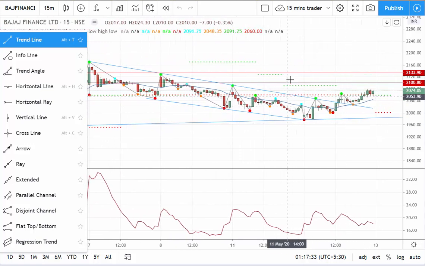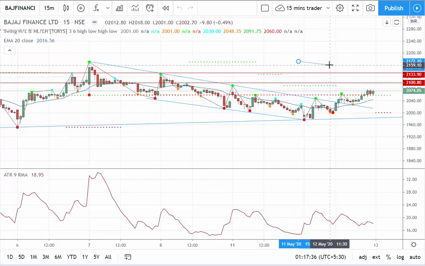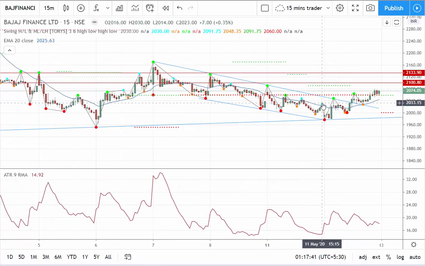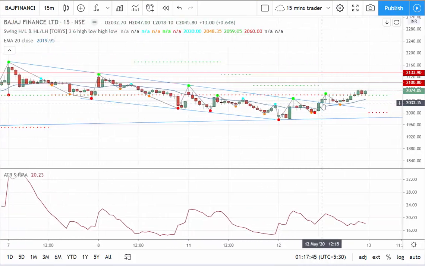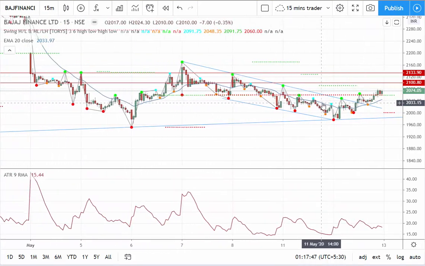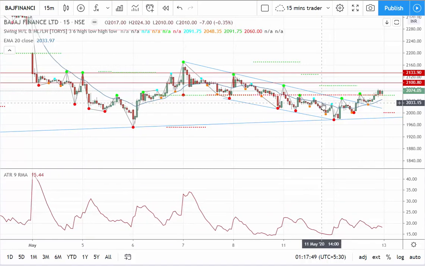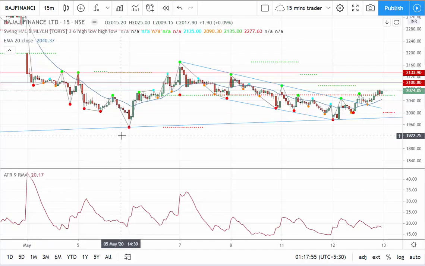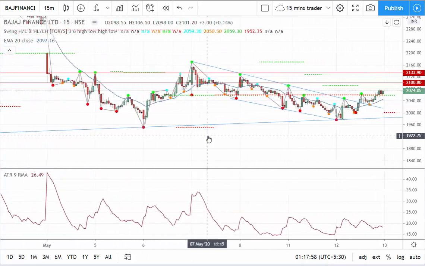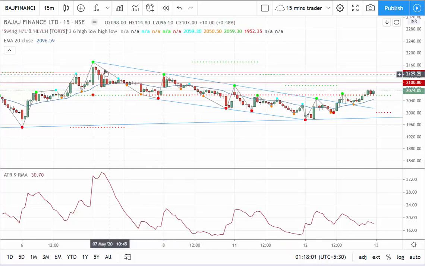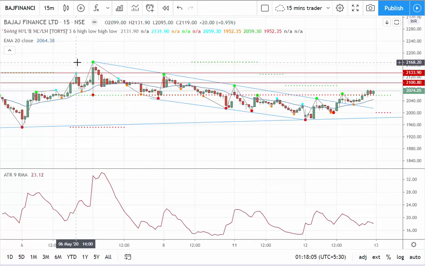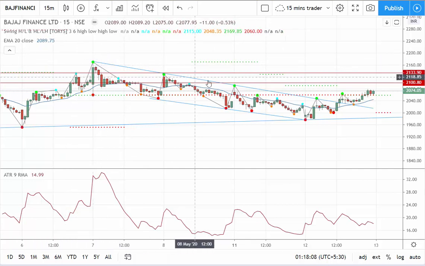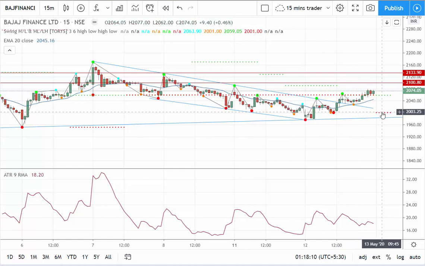This is the reason I've chosen this stock to trade if the market is in a positive sign. This stock has more chances to move on the upside if the market goes up. For a trend line, you just click trend line and connect the lows. You can see these 3 green dots in a straight line, so I've drawn a trend line connecting these 3 green dots and extended it for today.